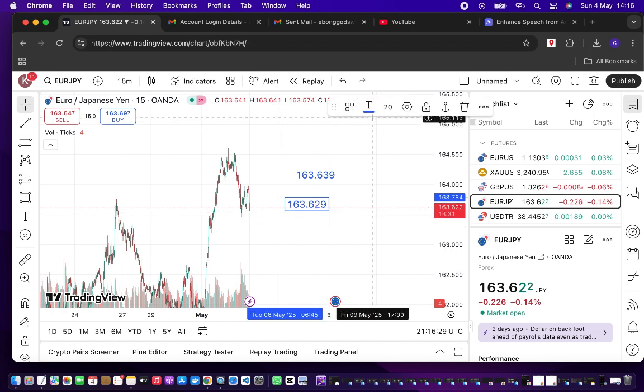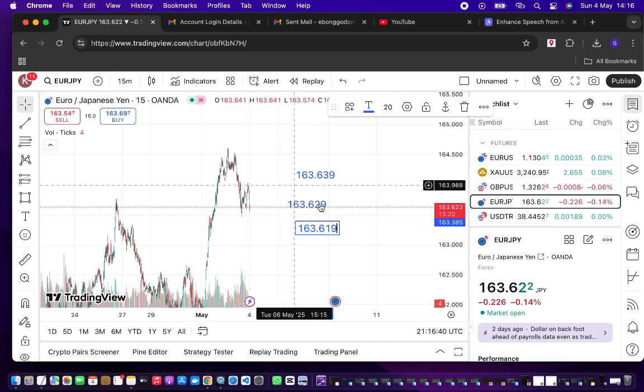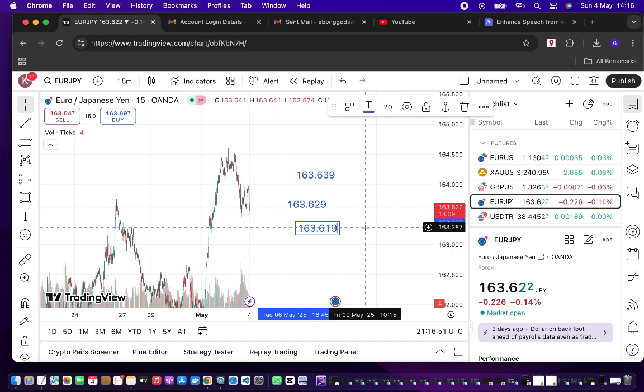So if Euro JPY has a new market value of 163.619. Remember, this is the initial market value. So if it now has a new market value of 163.619, we can clearly see that Euro JPY has made a 1 pip decrease move. How do we get the 1 pip? Because we minused 1 from the second number after the decimal points.